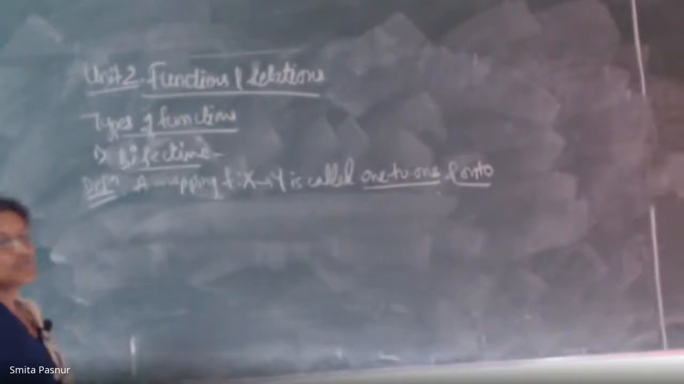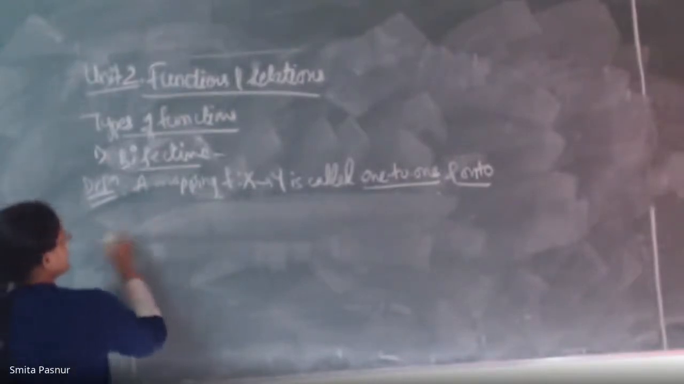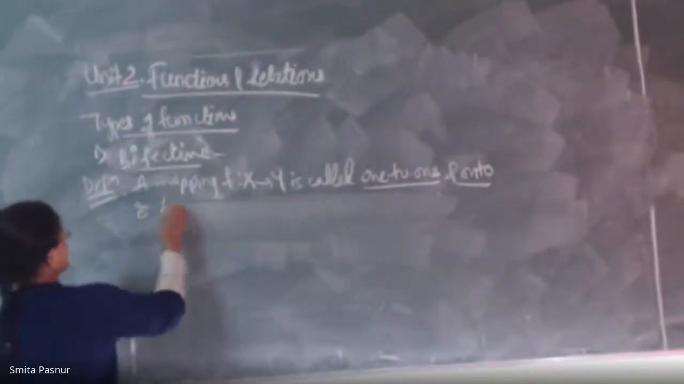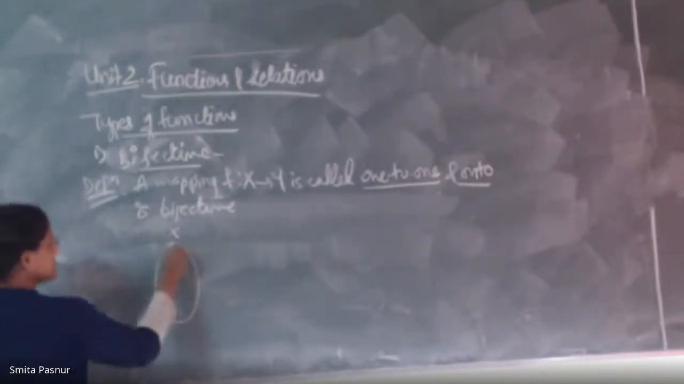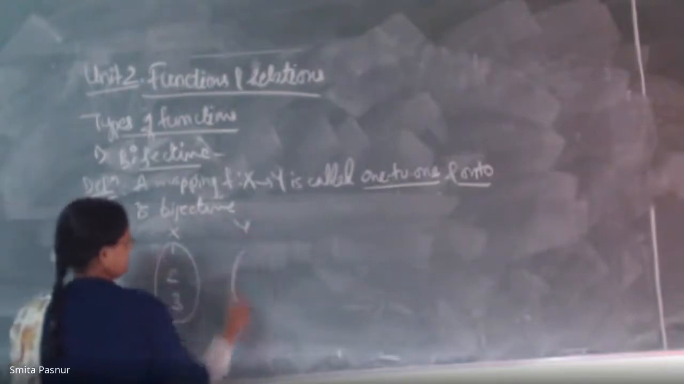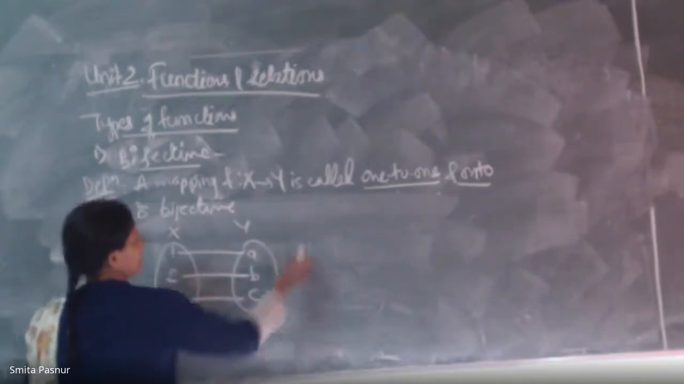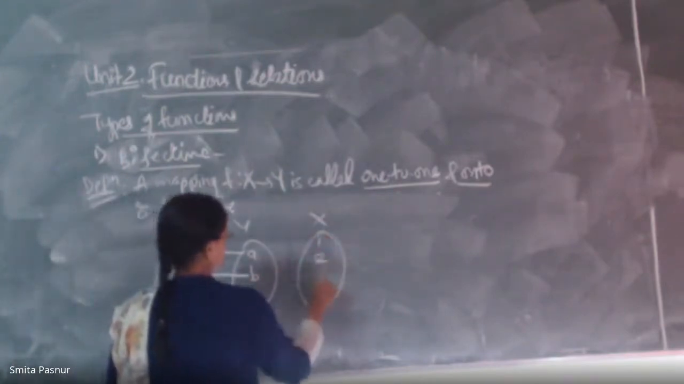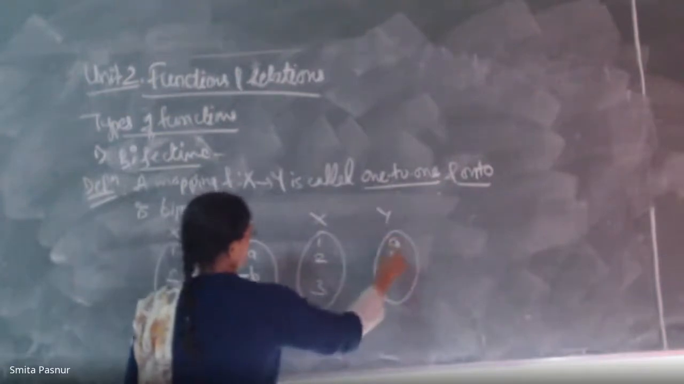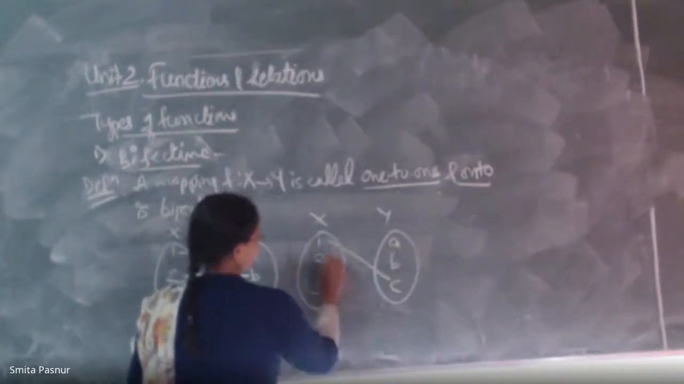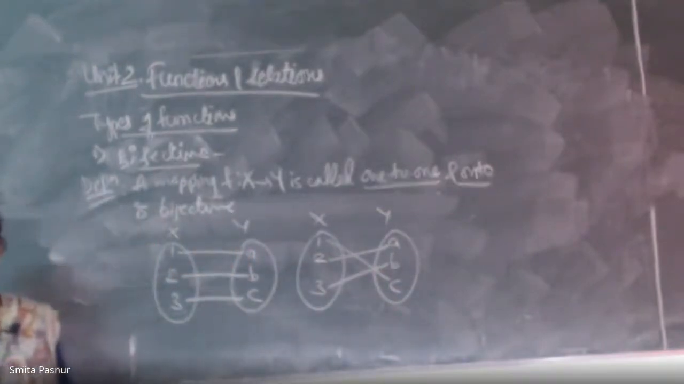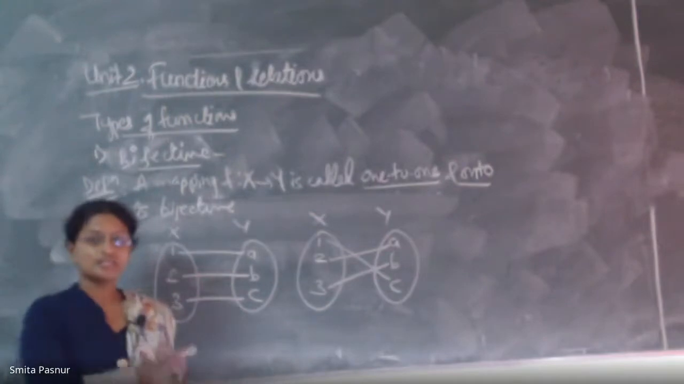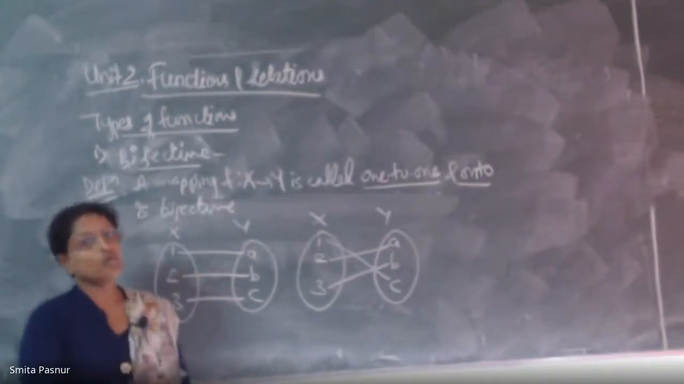It is called one-to-one and onto, which is bijective. So what is an example of such a thing? See this type of relation, or I can write it like this. So these are examples of bijective. This is giving you one-to-one and onto.